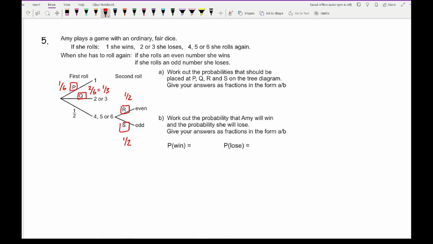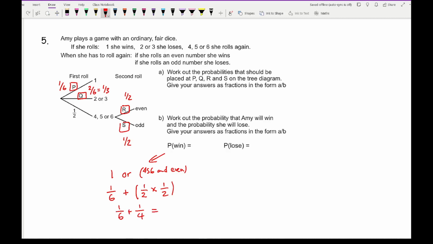There are our answers simplified and written as fractions. For part B, it says work out the probability that Amy will win and the probability that she loses. Well, in order for her to win, she needs to either roll a 1, or she gets a 4, 5, or 6 and an even number. The probability she gets a 1 is 1 over 6. Or means plus, and then the probability of getting a 4, 5, or 6 is a half, times an even number, which is a half. So that's 1/6 plus a quarter.